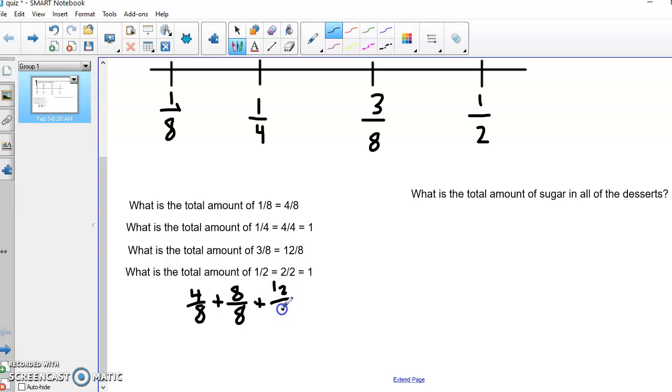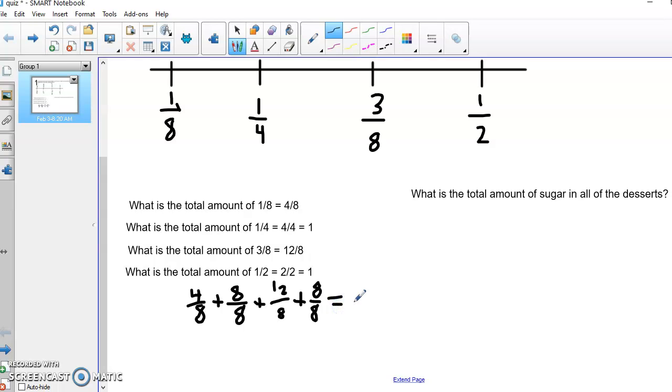Sorry about my sloppy writing. And then lastly, 1 whole. And again, I see that it's 2 halves, but instead of adding that into my numerical expression, I'm going to just convert it right away to 8/8, which is also equal to a whole. That way I can add all of these together. So lastly, let's total them up.